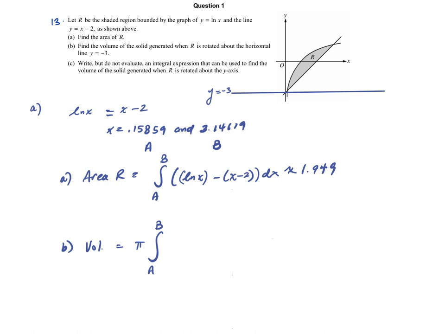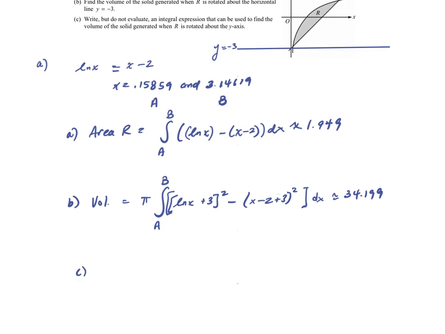Okay, again, this is a washer. So we're going to do ln of x minus a negative 3, so plus 3, squared. So that's the big R. And then minus x minus 2 plus 3, squared, which is the little r. And again, just put it into the calculator, you get 34.199.